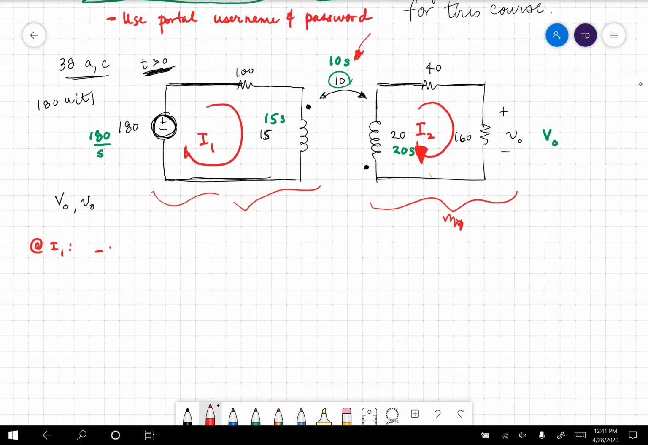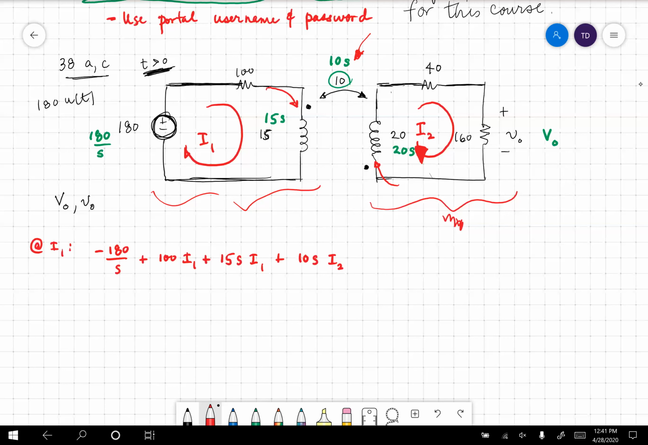Let's write our equation. Minus 180 over S plus 100 I1 plus, now we got to get this right, 15S I1. That's the easy one. Now it's the mutual inductance term. So the mutual inductance term is 10S, and it's going to be multiplied by the current that goes through the other inductor, and that current is I2. Now the question is, is it positive or negative? And the answer is it's going to be positive because I2 goes in the dotted side, I1 goes in the dotted side. So they both affect in the positive manner.